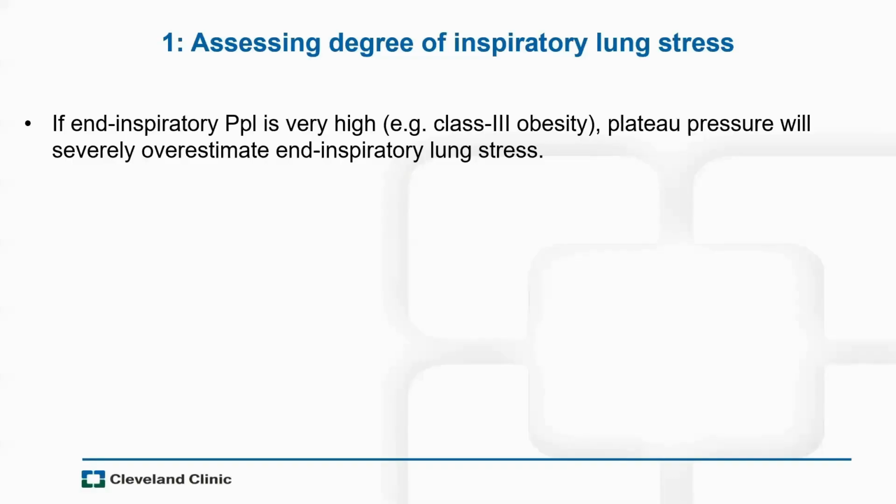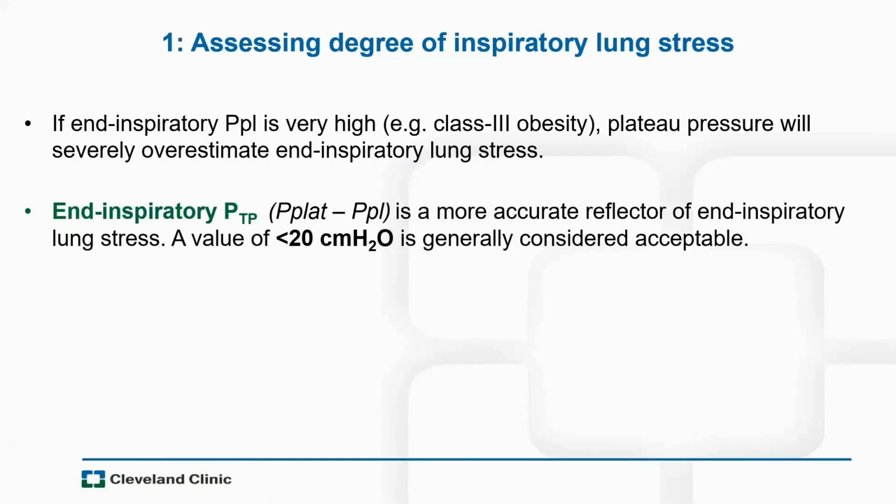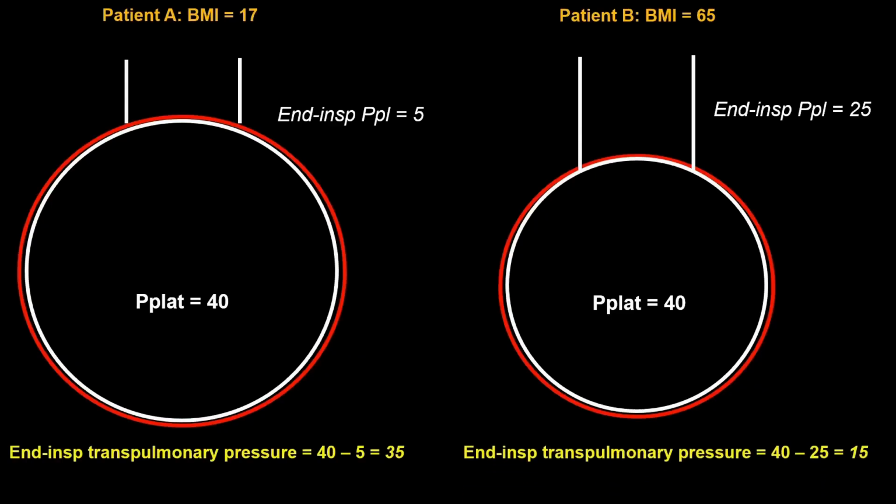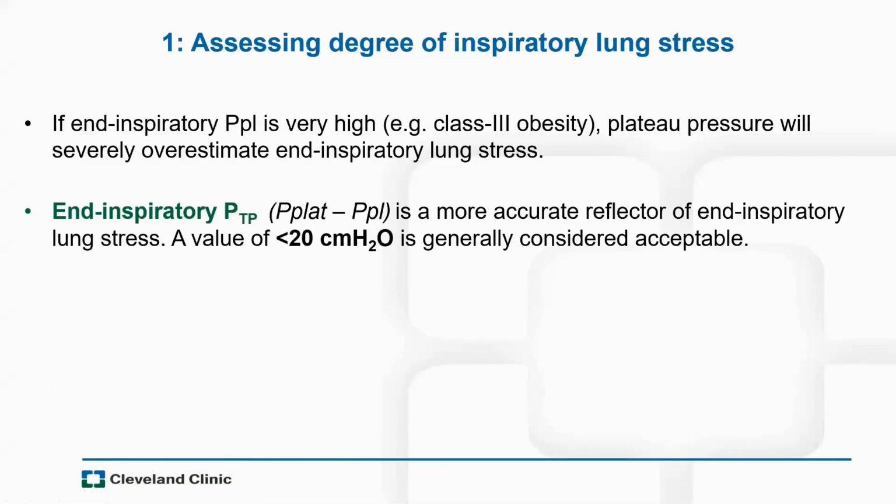So to put this in words, if the end inspiratory pleural pressure is very high, like in obesity, your plateau pressure would overestimate lung stress. And this is actually being studied. In our heads, a plateau pressure reading of 30 sends red signals. For people who study transpulmonary pressure, they've researched that a value of less than 20 is optimal. So patient B is less than 20, so he's fine. Patient A is in trouble, it's 35. And this is much more precise.